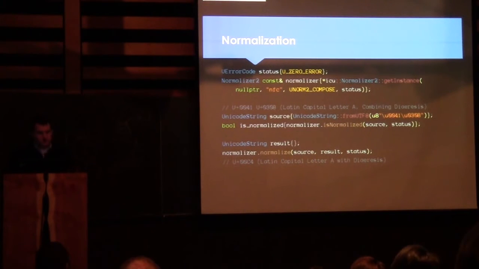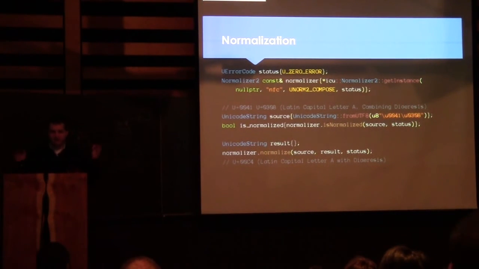So it has support for normalization. So here's an example of, we normalize this string, which starts off as a Latin capital letter A with a combining diaeresis, and then we normalize it according to the compose normalization form, and that gives us back a string containing just the precomposed character, the Latin capital letter A with the diaeresis.